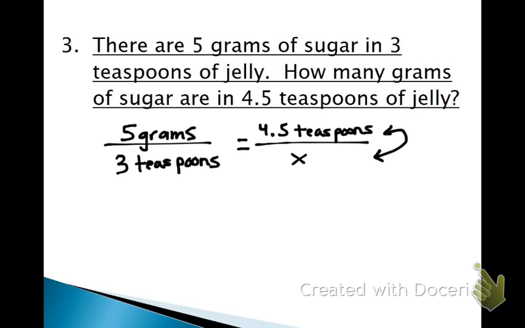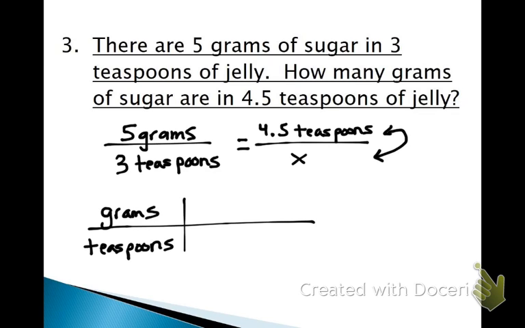Okay, because we've talked about cross multiply, I think some of you are getting confused today. Watch this. Remember how we just had a chart there a minute ago? Let's say we have a chart that looks like this, grams and teaspoons. Remember, your units need to be put in the same exact place. The first one, I had 5 grams and 3 teaspoons. For grams, do I know what grams are for my 4.5 teaspoons yet? No, so I'm going to put it as an X. Do I know what my teaspoons are for the next one? Yes. What is it? 4.5.